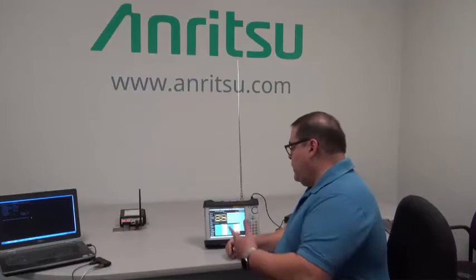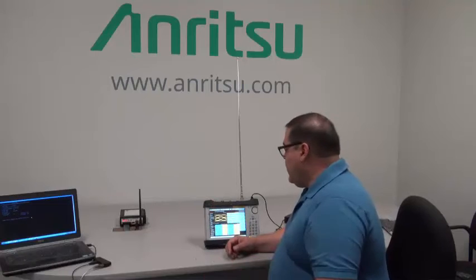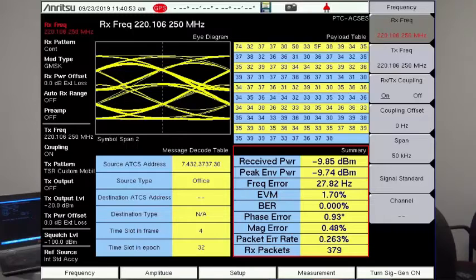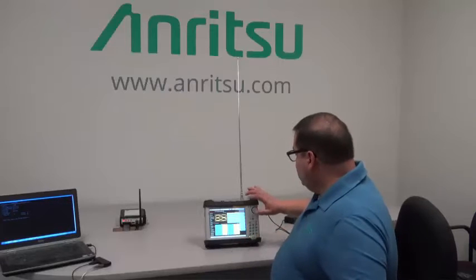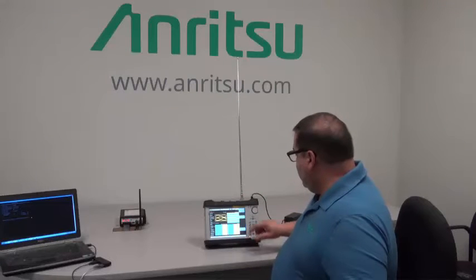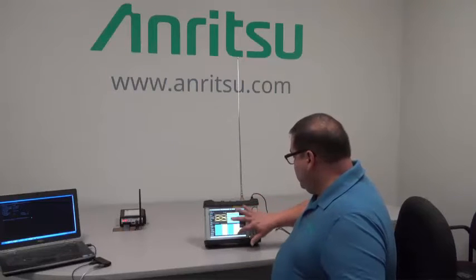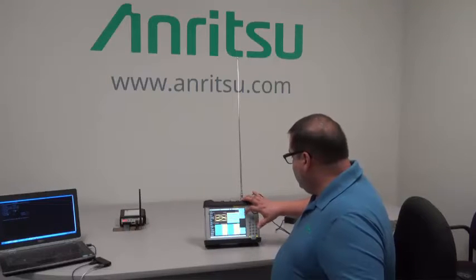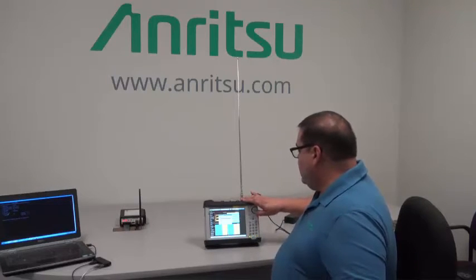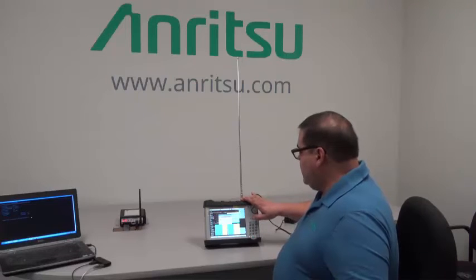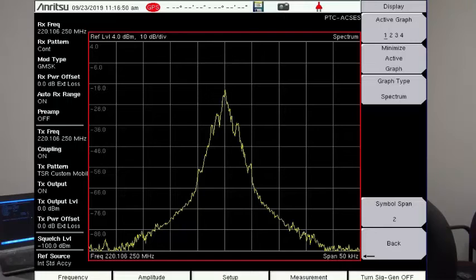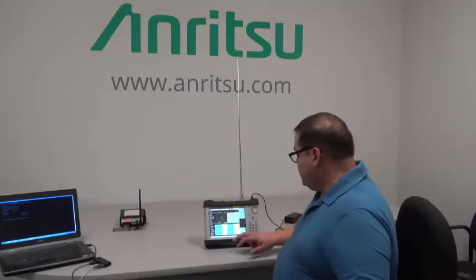So the key first thing you need to do is set up your frequency. In our case, we're set up at 220.106.250 megahertz, and you set that up on our frequency menu. You can also validate that you are set up correctly by going into your measurements here, and you can change this back to the spectrum analyzer and maximize it, and verify that you are centered on the correct frequency. That's a key function of the spectrum analyzer.